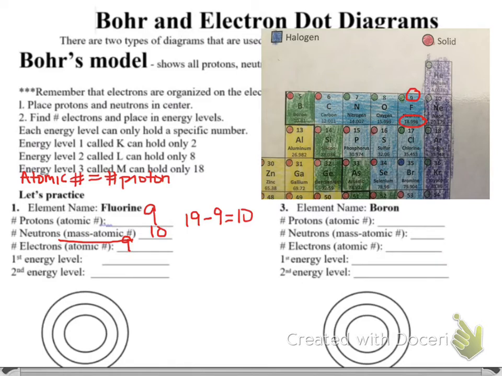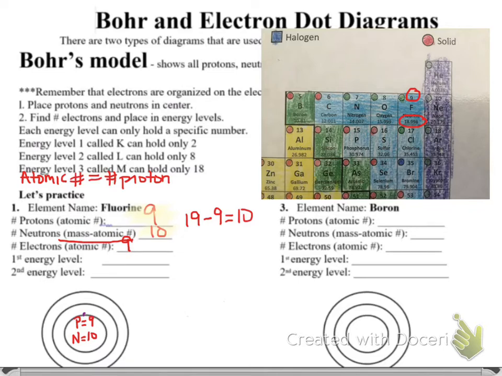But before we can talk about energy levels, how many electrons are in each energy level, we have to start filling in the diagram. So P equals, and go back up to the list, for protons we have 9. N equals, going back up to the list, we have 10. And then we're going to plot them on this diagram. So we start at 12 o'clock.